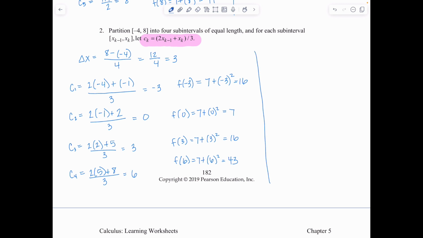Now let's find our sum. We have S sub 4. Remember, we're looking at the function value at each of these times our change in x, and we're adding all of these up.